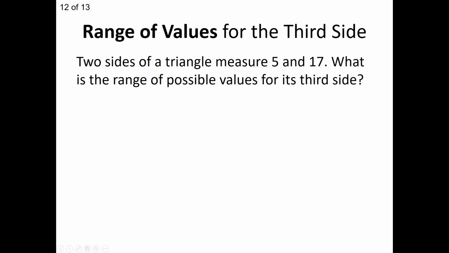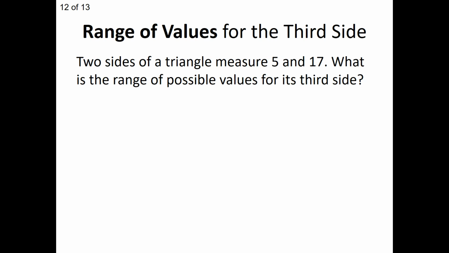Now let's say we play another game. In this last game we're going to play, it's called the range of values game. What if we're only given two sides of a triangle? Well, if we're given two sides of the triangle, we can then determine what the range of possible side lengths are for the third side, because it can't just be any side. Remember, it still has to satisfy the triangle inequality.